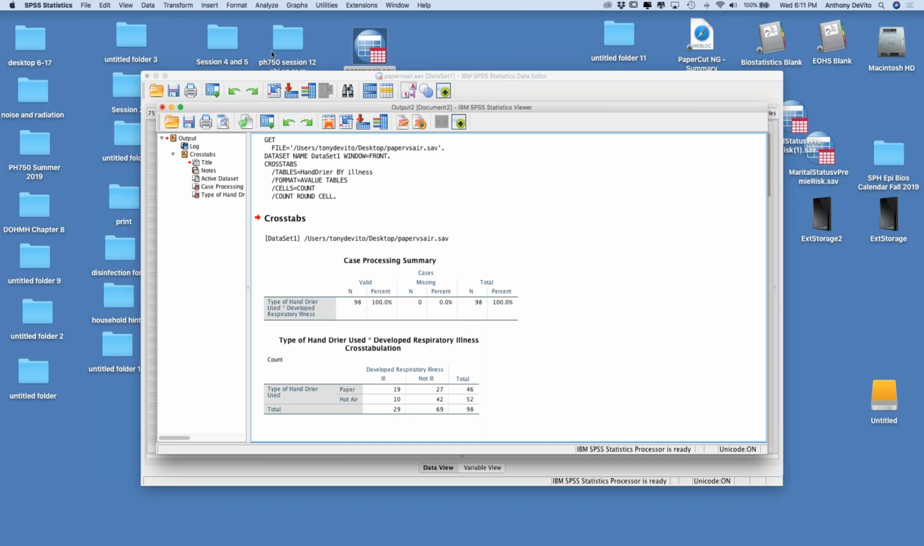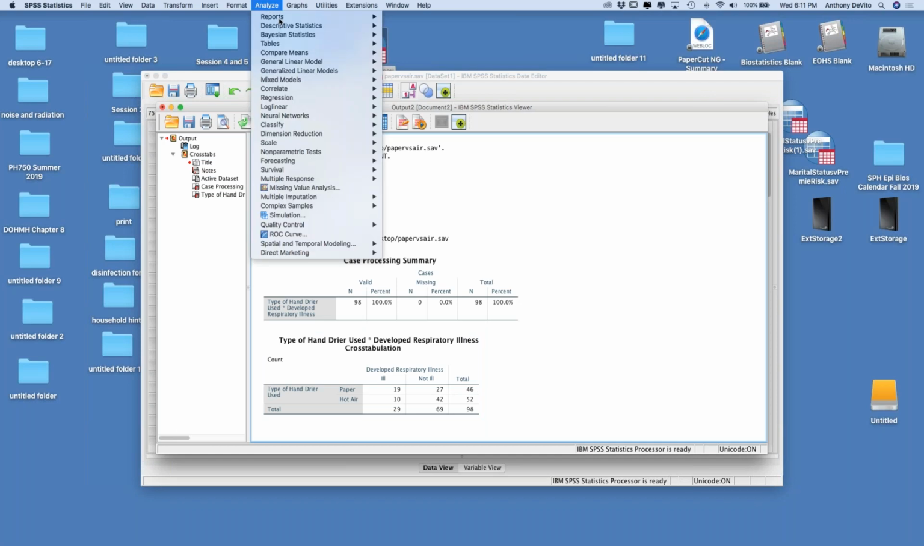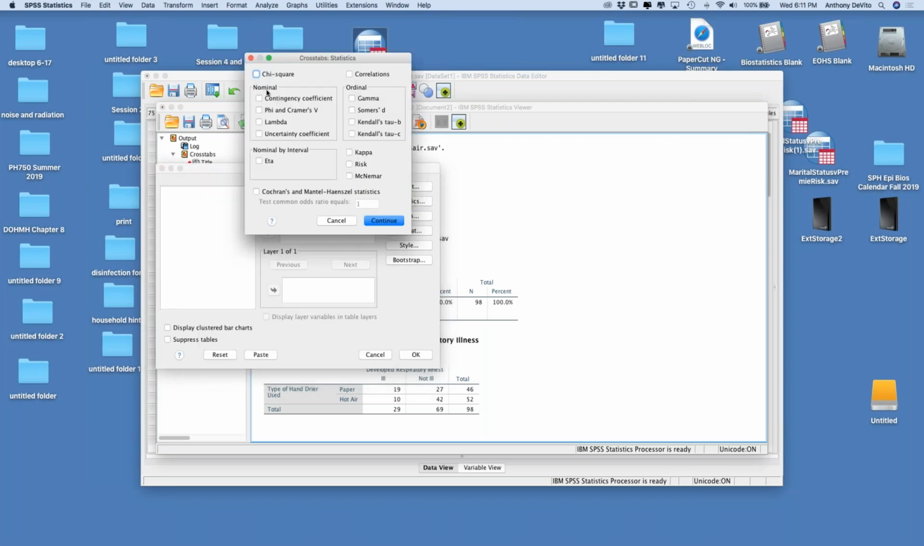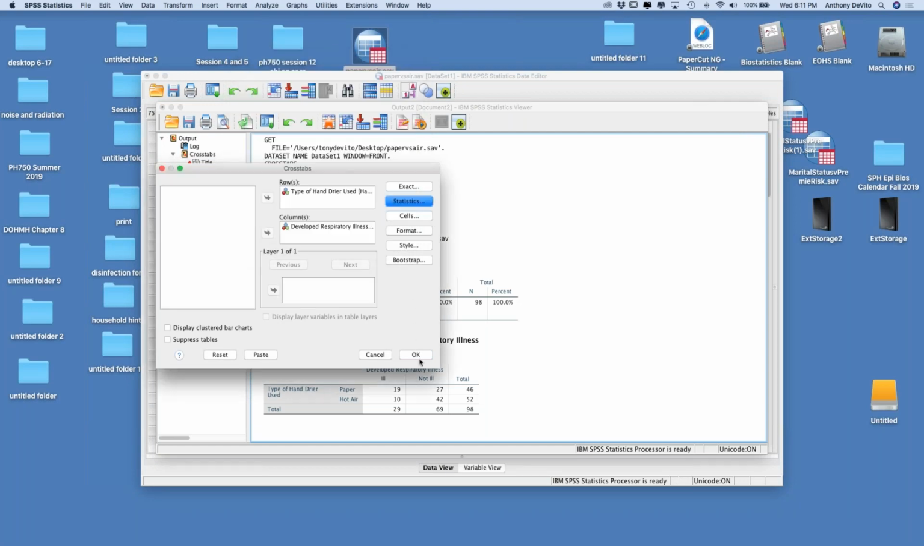Let's test all of these. So I'm going to go up here to analyze. I am going to go to descriptive statistics and crosstabs, and I'm going to ask SPSS to calculate for me the chi-square value and the risk values. I'm going to click continue, and I'm going to click OK.